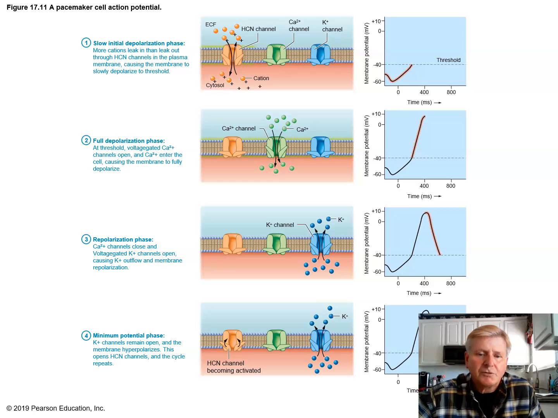So in this first image, you have a slow initial depolarization phase where you have more cations leaking in than leaking out through those cation channels in the plasma membrane, and that causes the membrane to slowly depolarize to threshold, as you see from the figure on the right. Okay, and that's because of those non-specific calcium channels.